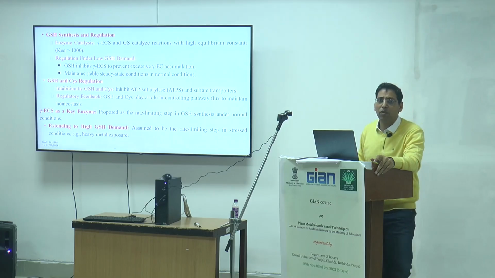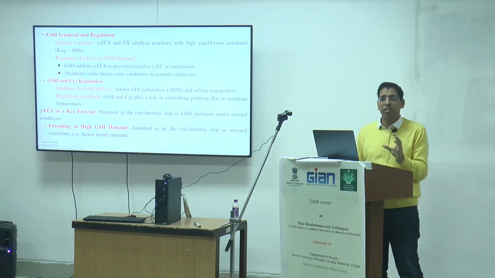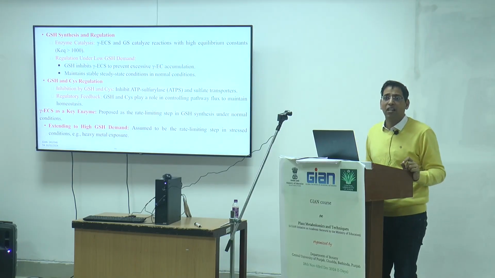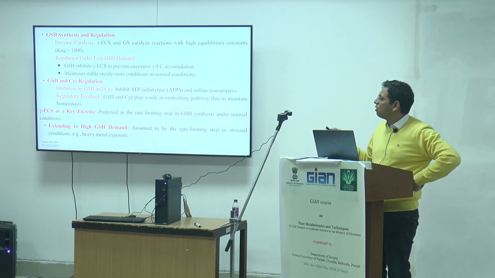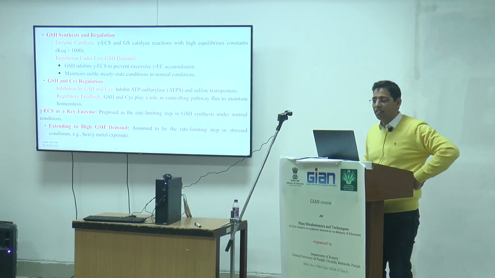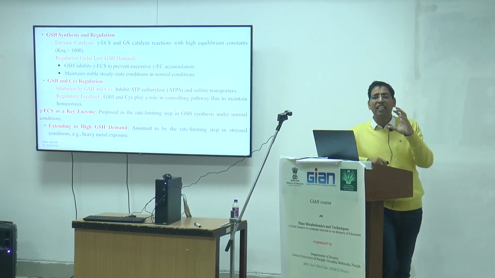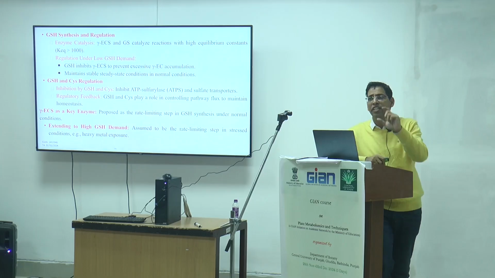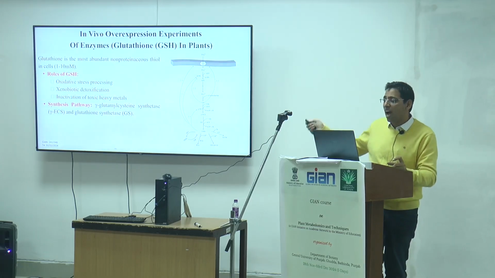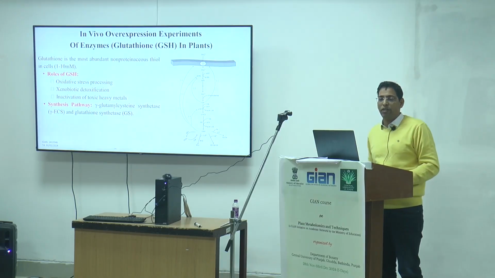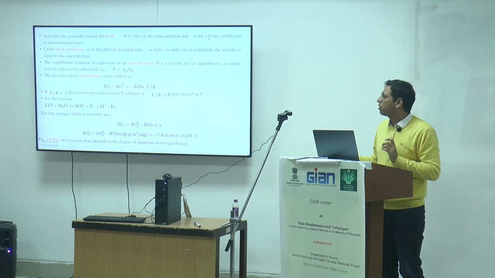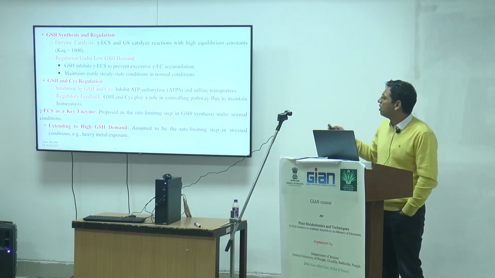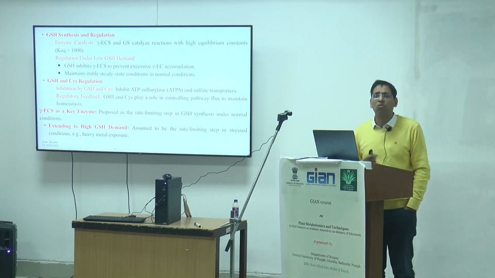What is the regulation? Because we are basing our whole investigation on two different enzymes. GS, glutathione synthetase, is one of them. So here you can find the regulations and enzyme catalysis. Both these enzymes catalyze these two reactions with very high equilibrium constants, as I told you. So this K equilibrium has a very high value here, more than 1000 times.